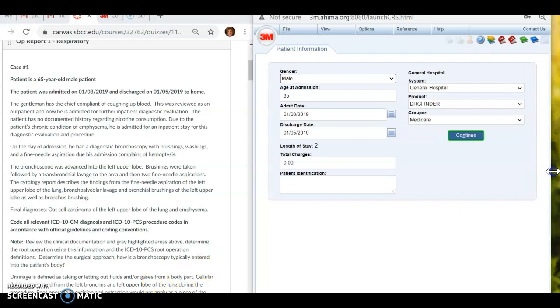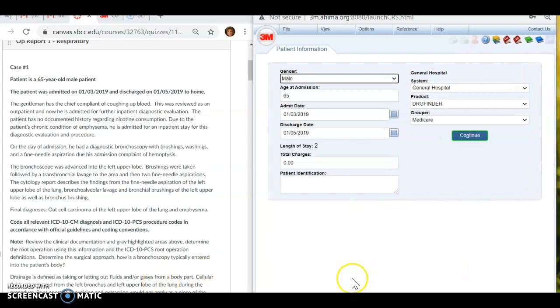Students, I am going to go through your neoplasm assignment. So a couple of different things when we start this off. I'm just going to show you how I started here with the encoder. I have a male age 65, admitted on 1/3/2019, discharged on 1/5/2019. So again, you always need to make sure you look at the year, the date.